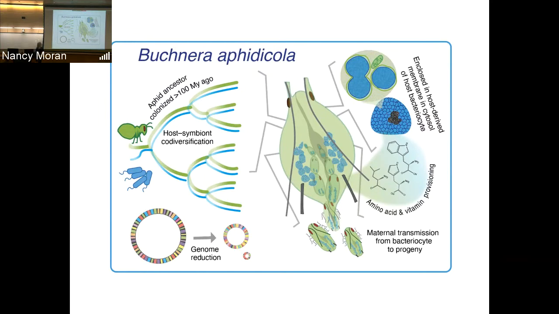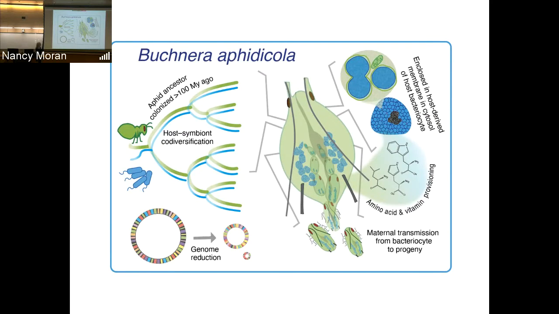Here's just a little kind of cartoon of the situation, that these symbionts and hosts have co-diversified for very long periods of time. So aphids are about 200 million years old. They've been diversifying with them the whole time. Strictly maternally transmitted, so like mitochondria, really.